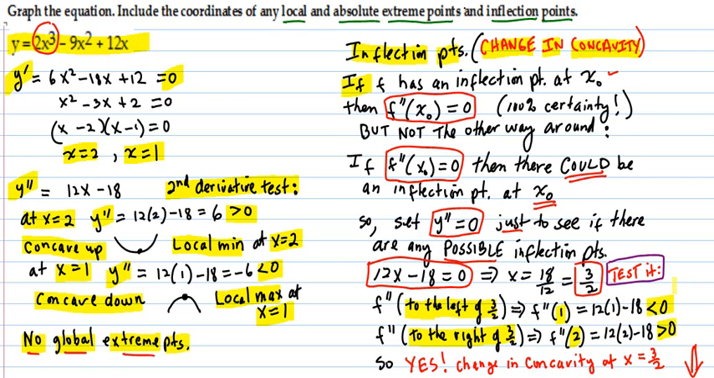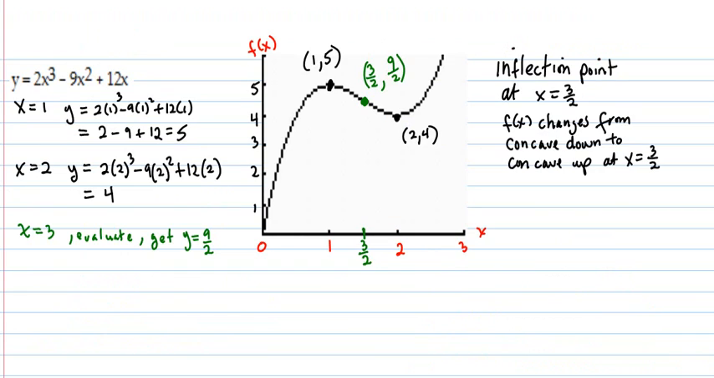So there definitely is a change going across 3/2 of the original function being concave down to the left of the point, moving to concave up on the right of the point. So yes, there is a change in concavity at x equals 3/2. Therefore, there will be an inflection point at x equals 3/2.